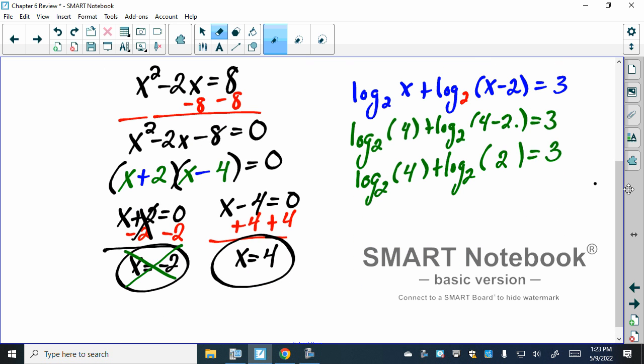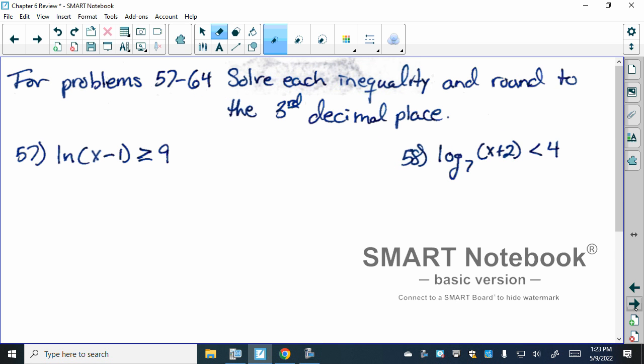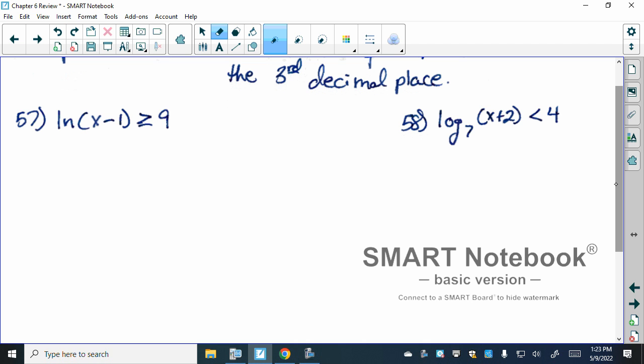Any other questions on this one here? All right. Inequalities are the last ones we're going to look at. Questions on 57 or 58? Which one? 57? Yeah.